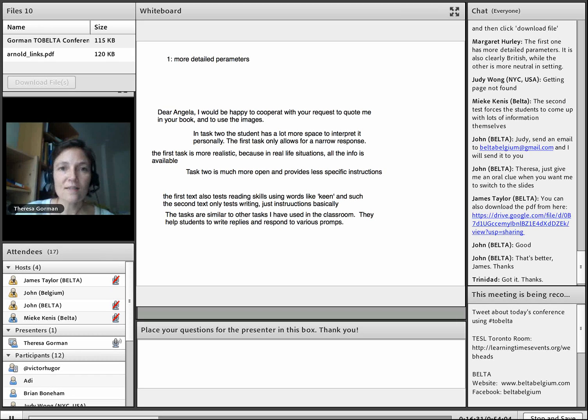Okay, great ideas. So we've got a possibly more realistic task 1 with more detail, a bit more constraint, right? As somebody said, more narrow response. Testing reading skills too. And the 2 tasks are similar to classroom tasks. They help students to write replies and respond to various prompts. Task 1 gives prompts on content.